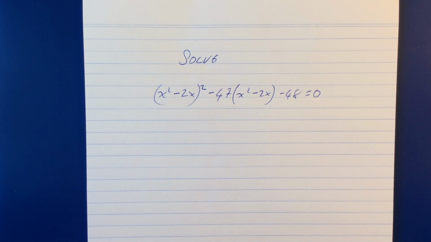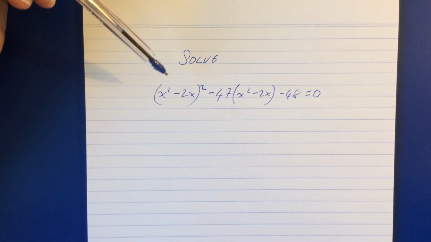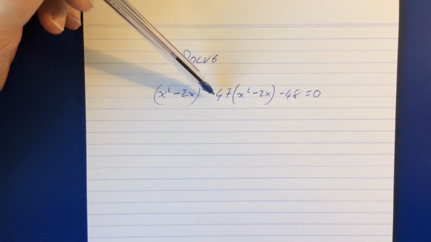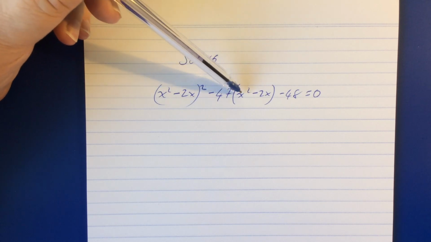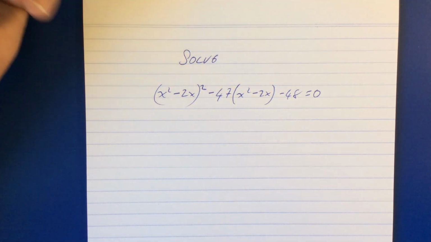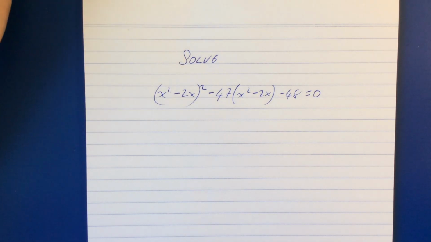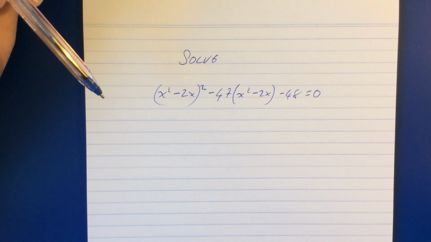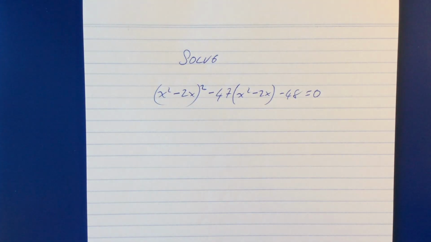We have to solve this, and it is x squared minus 2x all squared minus 47 times x squared minus 2x, minus 48. And we're solving this for 0. So what do we do? Well, there's an old trick that we can resort to.